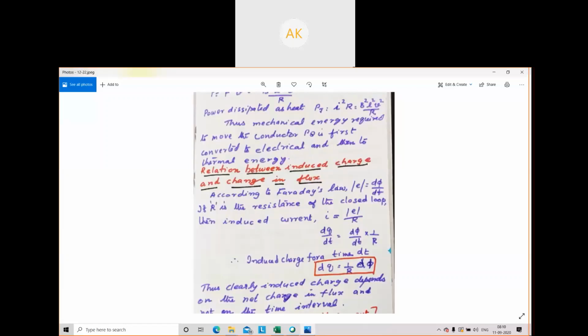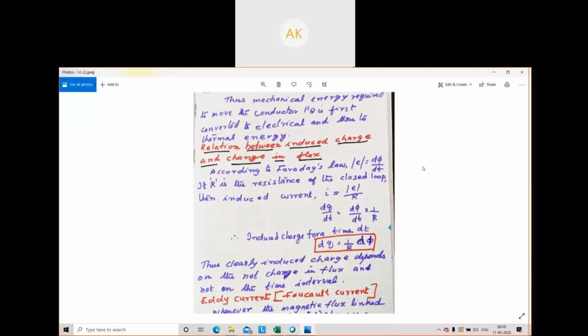The relation between induced charge and change in flux. According to Faraday's law, the modulus of EMF equals d phi by dt, the rate of change of flux. EMF induced is the rate of change of flux, and here we have taken the modulus.